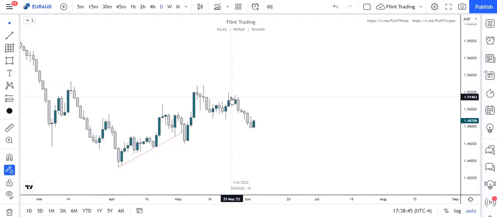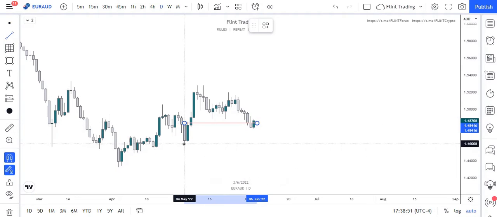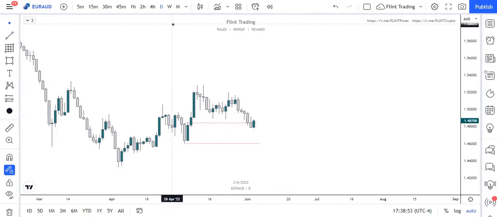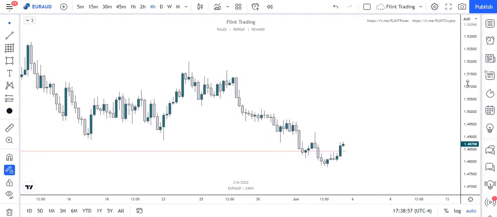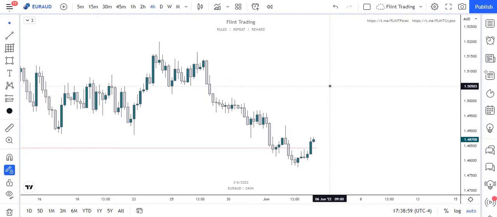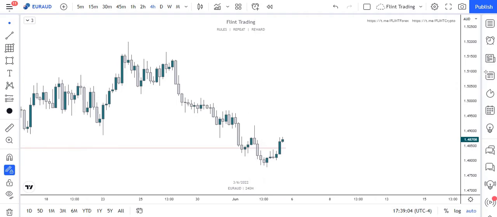All right, so now moving down, we'll just mark up the range of that. All right, so moving down to 4 hour. Now in here, we actually have not seen a structure shift yet. This was the last low, this was the last high, the price broke the last low. So this is the last low and this is the last high.